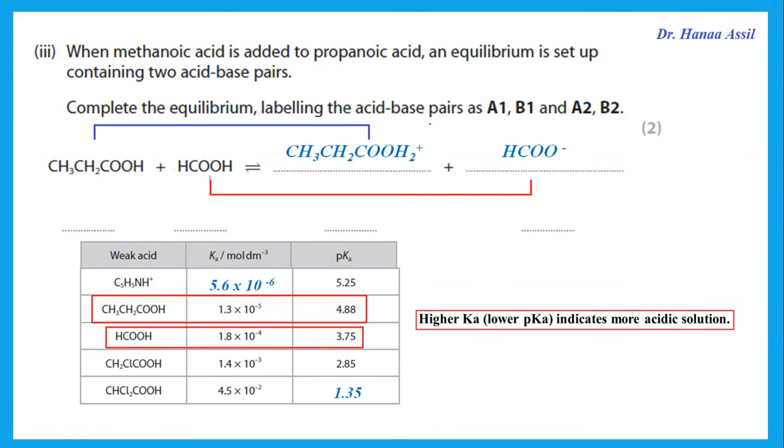methanoic acid. The methanoic acid is the one that will lose H+ and become HCOO-. The propanoic acid is the one that will act as a base. It will take or accept a proton and become COOH2+. That means the one that is acid becomes a base. The one that is a base becomes an acid. So methanoic is an acid. It changes into B1. Propanoic acts as the base. It will change to A2.